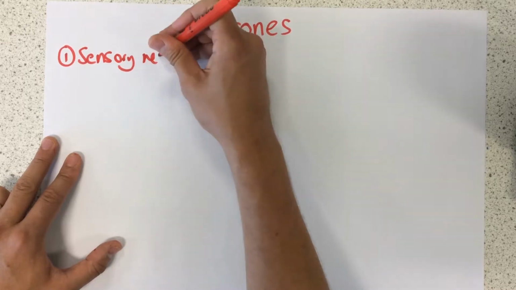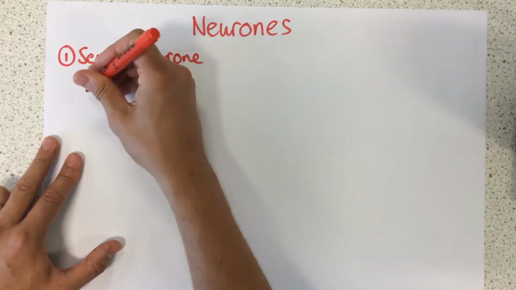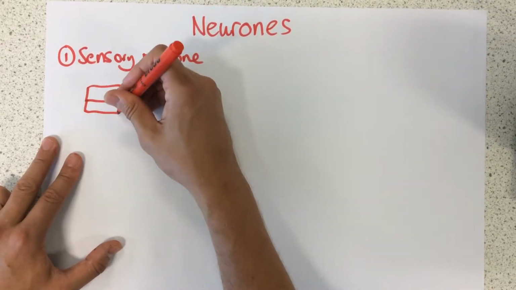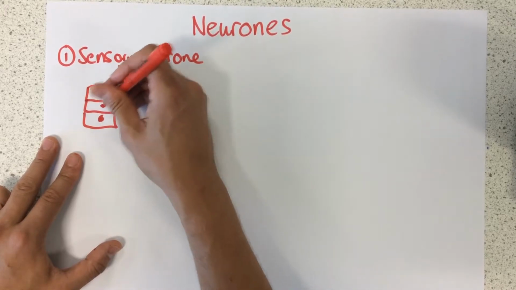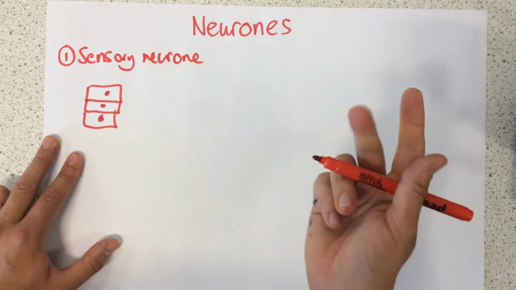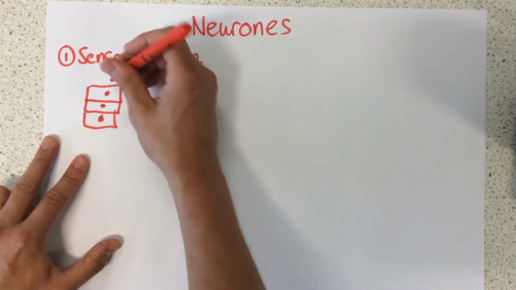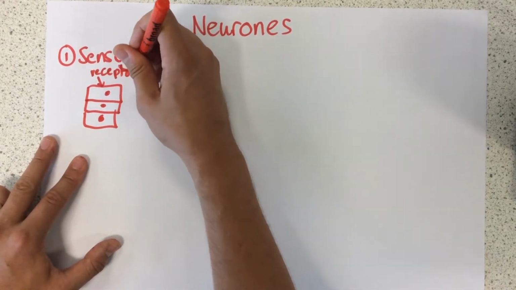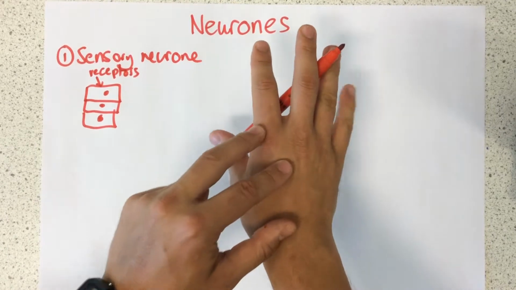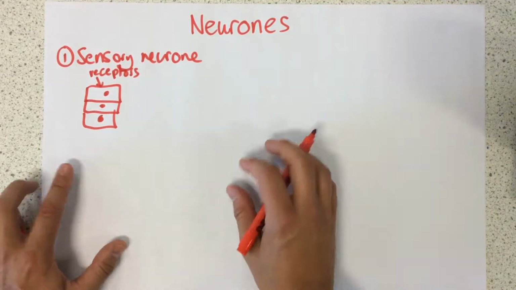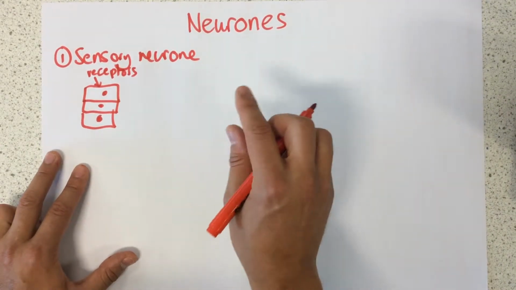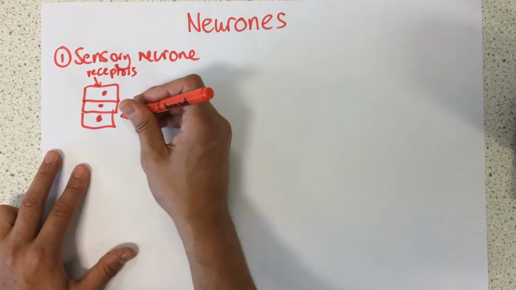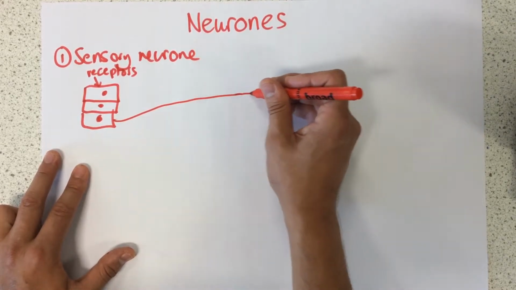So a sensory neuron will be involved whenever you have an organ which can sense something. So whenever you touch, smell, see, hear, or taste something, that starts off at these things called receptors. For example, you have receptors in your skin that allow you to feel things, and you have receptors in the retina of your eye that allow you to detect light.